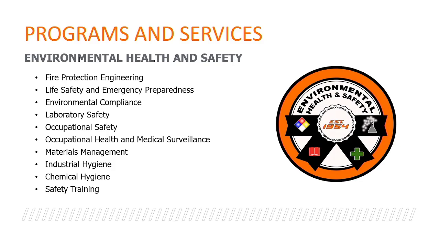The next part coming up is just kind of an overview of some of the programs and services that the Oklahoma State University Environmental Health and Safety Department does offer. We do offer fire protection engineering. We also provide life safety and emergency preparedness, laboratory safety, occupational health and medical surveillance, materials management, industrial hygiene, chemical hygiene, and safety training. Those are all things that our department does provide.